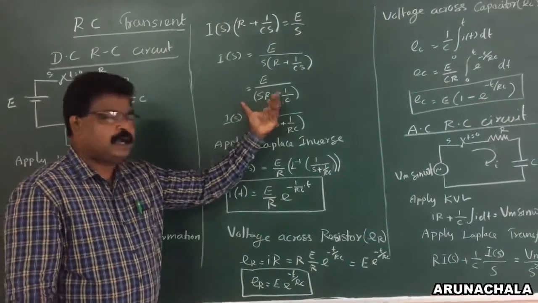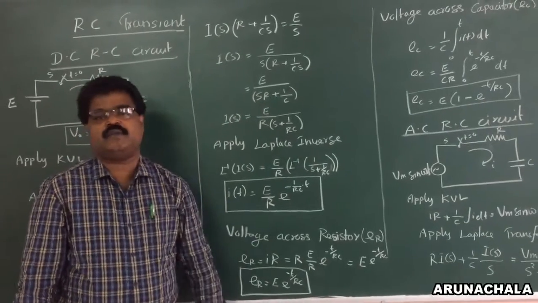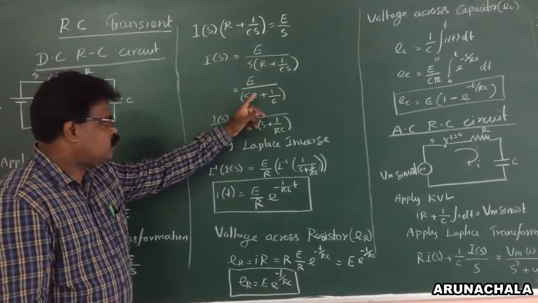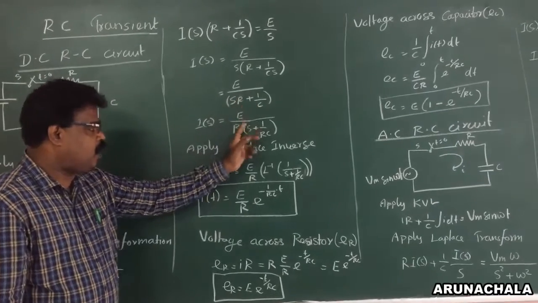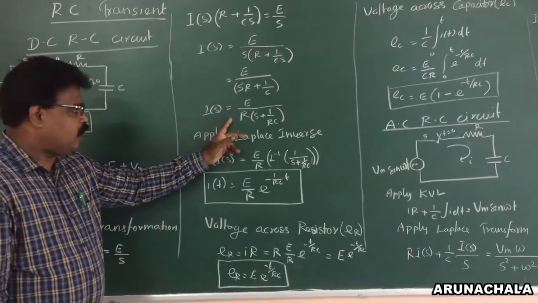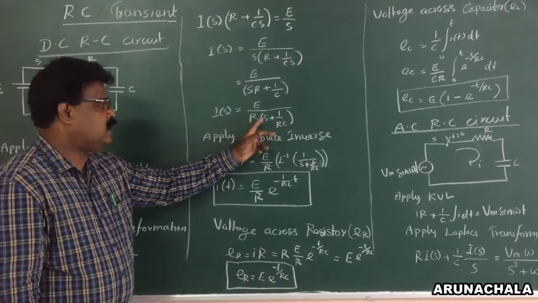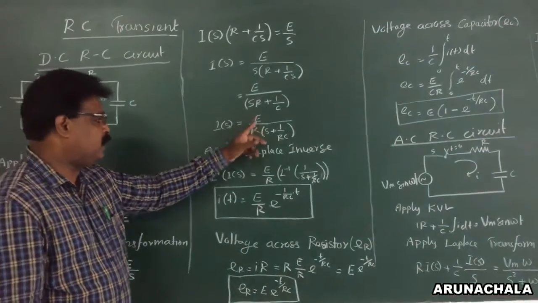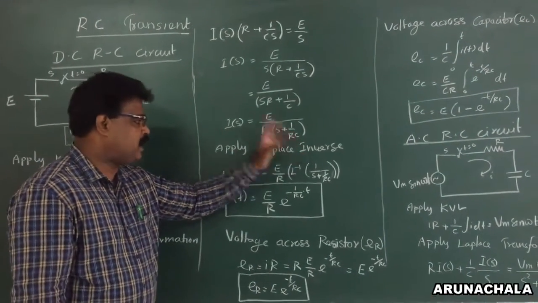So we need the denominator in the form of S plus A. Then only it is easy to apply Laplace transform. So what do we have to do? From the denominator we have to take R outside. If you take R outside, the denominator is S plus 1 by RC. So I of S is equal to E divided by R into (S plus 1 by RC).